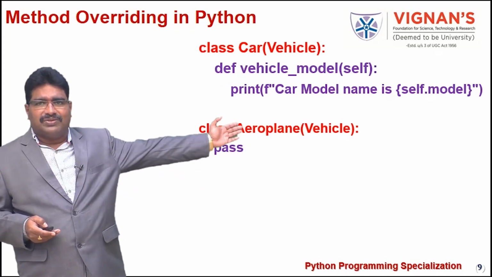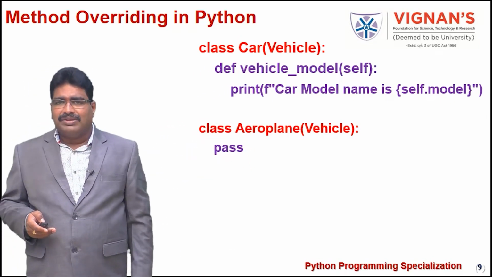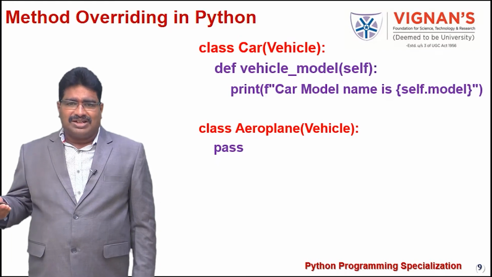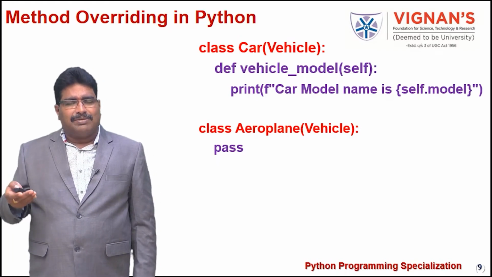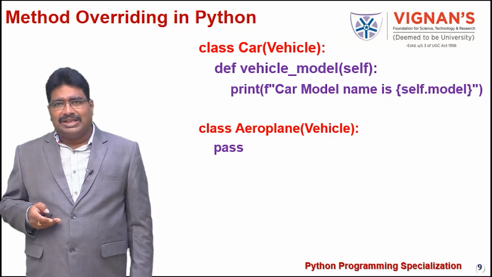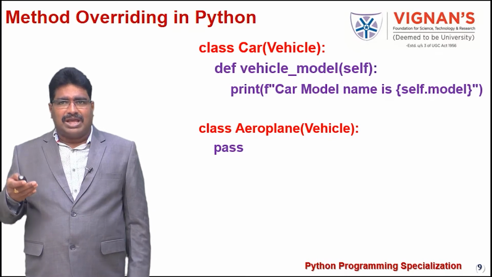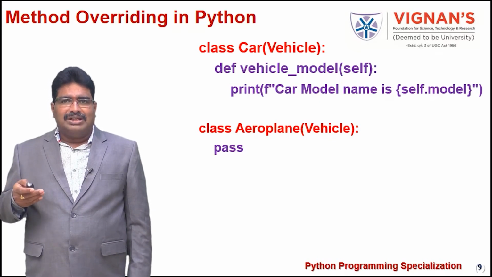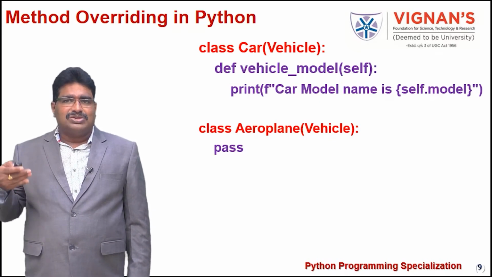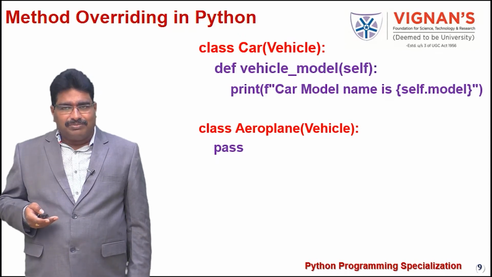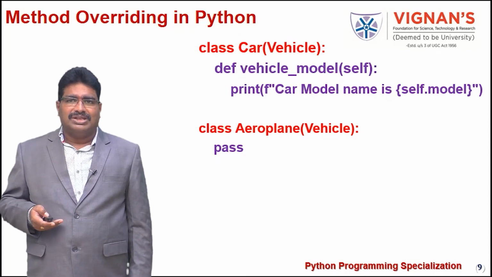And similarly, we want to define another class, the aeroplane, and it is also derived from the vehicle class, but we have not defined any data members or member functions. So automatically the model data member also exists in the aeroplane object, and similarly it also has the vehicle model method. We have not overridden it, so it simply uses the parent class vehicle model method.